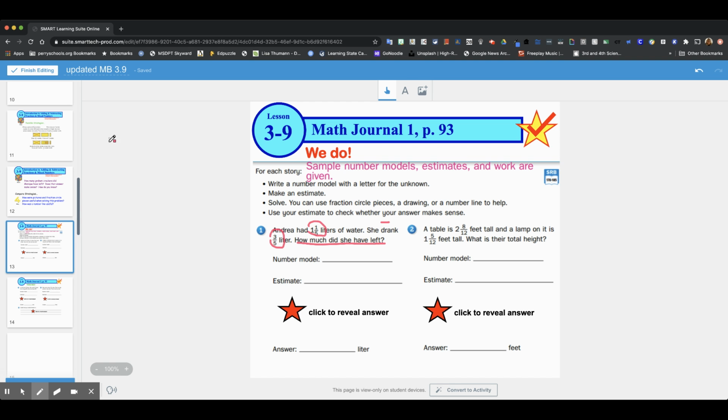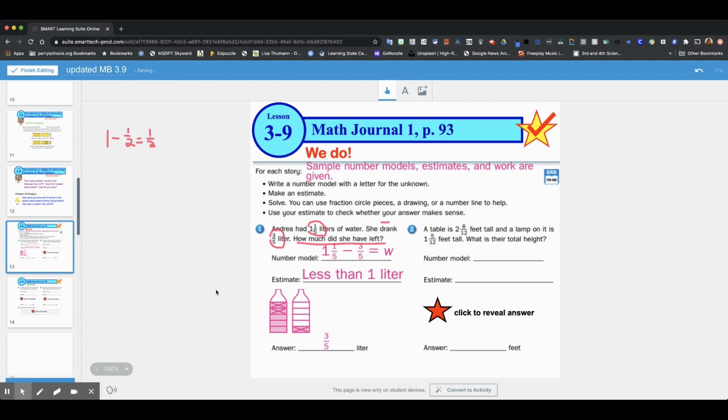My estimate over here, I'm gonna round 1 1/5 to 1, and I'm gonna round 3/5 to 1/2. And so I'm gonna say she has about a half of a liter left. Okay, let's check and see what Everyday Math says. So the number model they created was 1 1/5 minus 3/5 equals W, because again, we were wanting to use a letter for the unknown. And their estimate was less than a liter. Does that connect with what I estimated? A half and less than 1 liter?